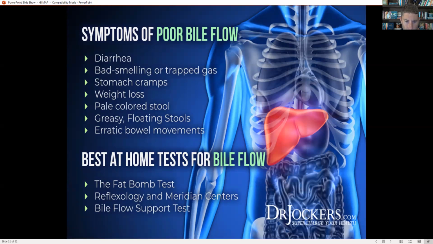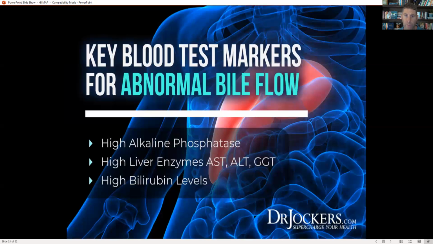The bile flow support test is basically where you take some sort of bile salt, could be TUDCA, could be taurine, choline, right? We have a supplement called bile flow support. You take that with your fatty meals. And if you feel good taking it, if you feel like you're digesting better, constipation gets better, your stool quality gets better, reducing inflammation, then that was a sign you needed that, right? So clearly that was helpful for you.